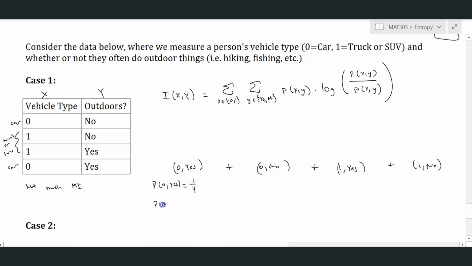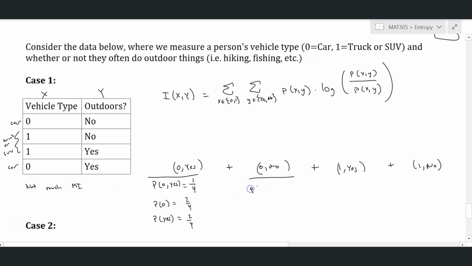And now we need to know the probability of somebody driving a car, which is 1/2 or 2 out of 4. And then we'll need the probability of yes, without looking at vehicle type, which is 2 out of 4. Okay, now notice if you take 2/4 times 2/4, you actually get 1/4, which further reinforces the fact that the mutual information here is going to be very low.